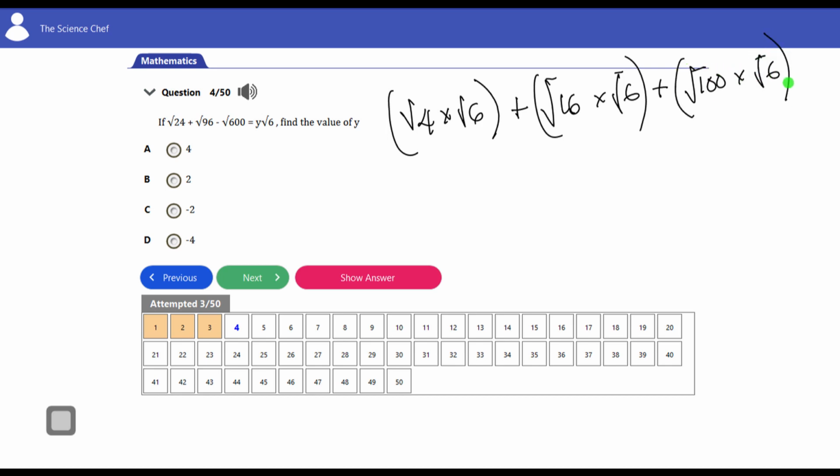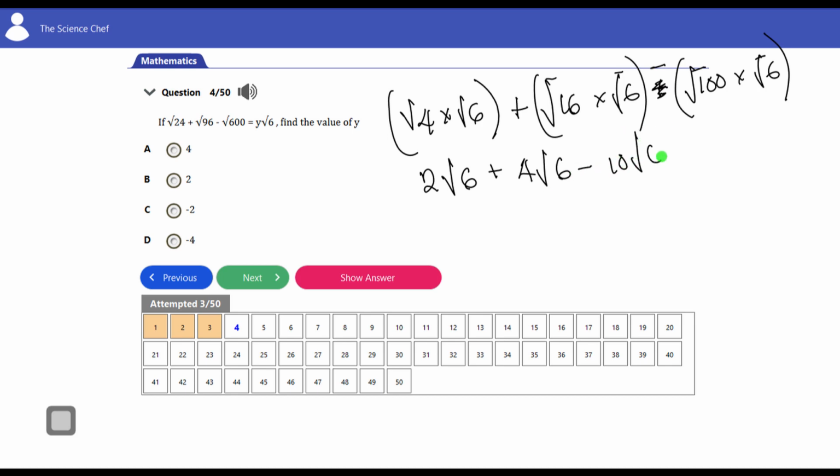Now root 6 is an irrational number. From this you can see that these other ones are roots of perfect squares, so they are rational values, and you can easily determine their square root. So the square root of 4 here is 2. 2 root 6. So root 24 is simplified to 2 root 6. Then plus root 16 is 4. This is 4 root 6, right? Sorry, this should be minus 4 root 6. Then minus root 100 is 10, 10 root 6.